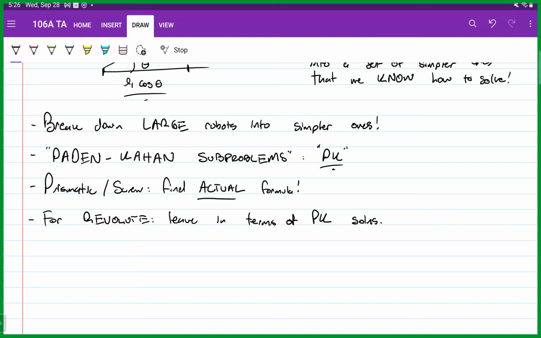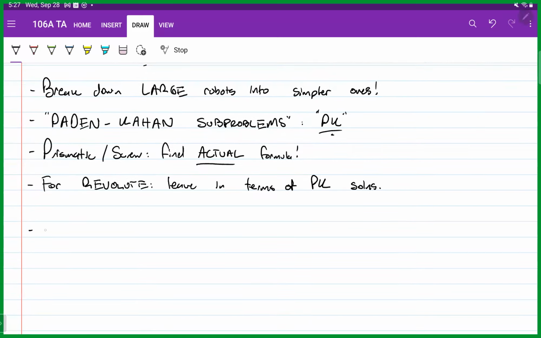So if you have 2 prismatic joints that are parallel to each other, you're going to have infinitely many solutions for this. Let me just write this down real quick. So 2 prismatic joints that are parallel to each other, you have an infinite number of solutions.